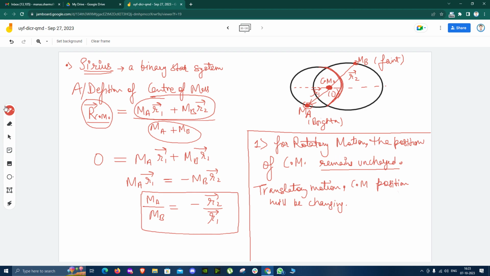Remember that for rotatory motion, the center of mass remains at the same point. Wherever you start your coordinate system, if you want to study by taking x coordinates and y coordinates and go for the position vectors, it doesn't matter where you take your coordinate system, the center of mass will remain at the same point. It is independent of the coordinate system that you take. That's the last important point I want to tell. That's it. Okay.